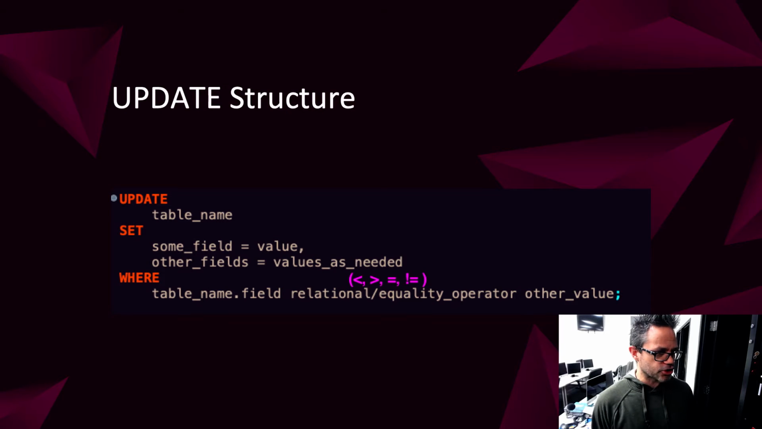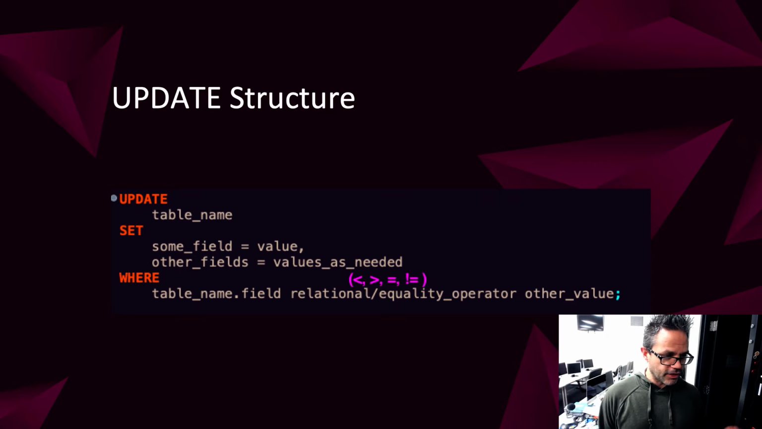So here we have our update structure. We have the update keyword, of course, for our update clause, and we have the table name just like that. And now we're going to use that set clause right here. This is where we're going to specify what fields we're working with. And again, you can have one field, two fields, n fields. However many fields you have, you just separate them by commas between the individual values. So some field equals value, other fields equals values as needed. Again, just separate them out right there.